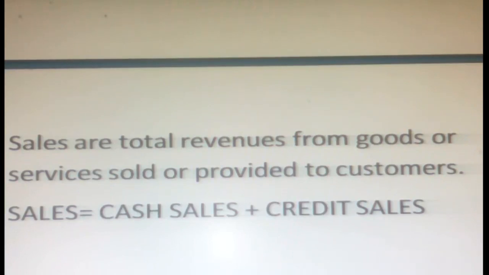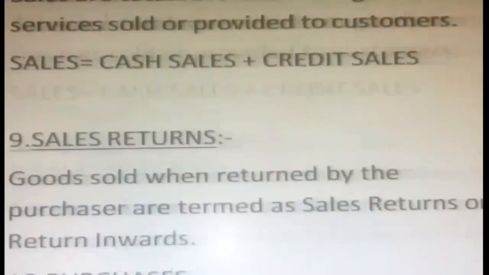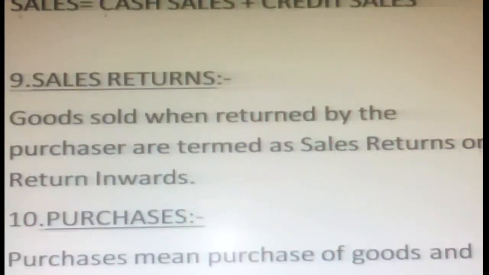Sales may be cash sales or credit sales. What is cash sales? You get money immediately. What is credit sales? You don't get it now, you will get it later, correct? That's credit sales. Now, one more term, sales returns, the opposite. Goods sold, when returned by the purchaser, are termed sales returns or return inwards. We should be very careful here. Suppose goods were sold to the customer and there is some problem, they can be returned back. That is called sales return.